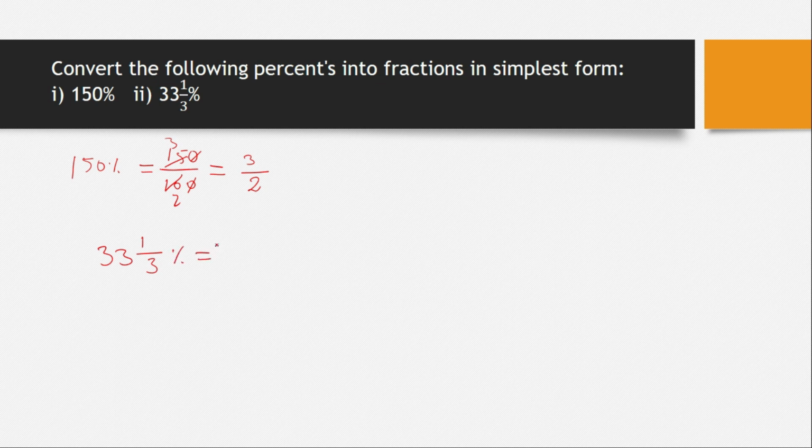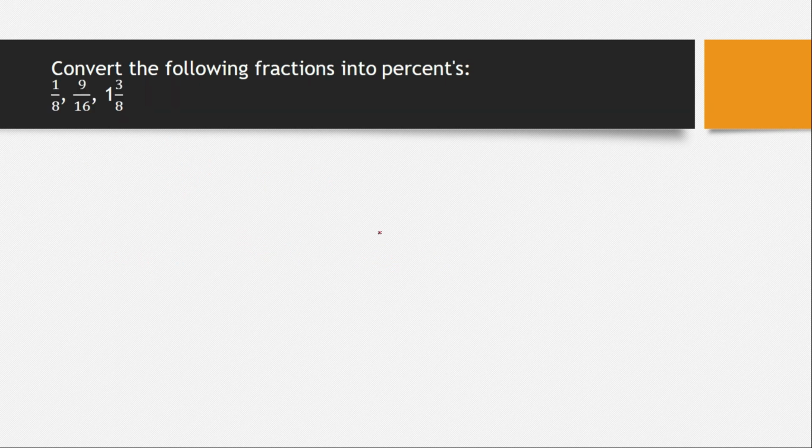After changing it in improper fraction, we can write it as 100 by 3%. Now remove this percent symbol as 100 by 3 into 100, or 1 by 3. Now these are written in simplest form. Here the numerator is greater than denominator, so we can change it in mixed fraction like 1 whole 1 by 2. Next question is convert the following fractions into percent.